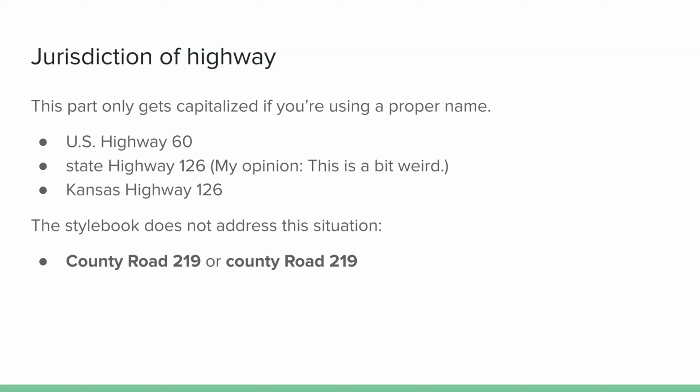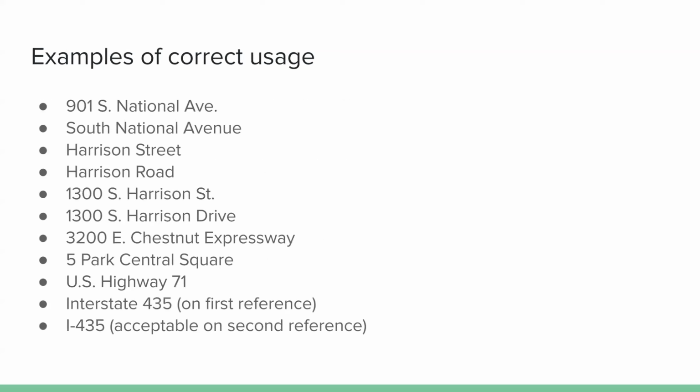The style book does not address this situation. What if you were dealing with something called County Road 219 or county road 219? Personally, I think I would capitalize county. It feels like an integral part of the name. Where I live, there are roads called Farm Road 164, things like that. And you would definitely capitalize both words, farm and road, as an integral part of the name of that road.